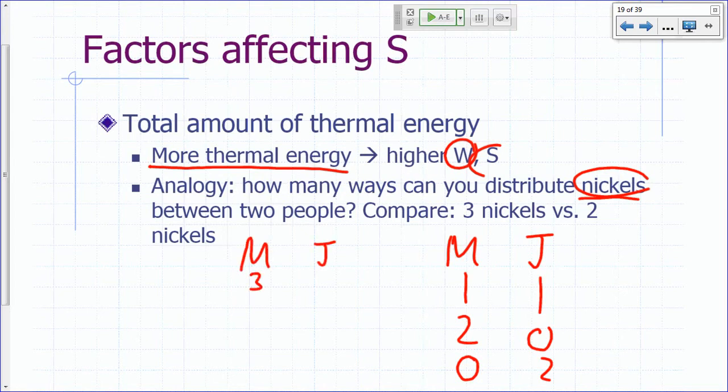I can give Michelle 3 and Jessica none. I can do 2 and 1. I can do 1 and 2. I can do 0 and 3, right? So there's more ways. And you can see if I even have more nickels, I'd have more ways of distributing them between you two. So increased thermal energy leads to an increase in entropy.